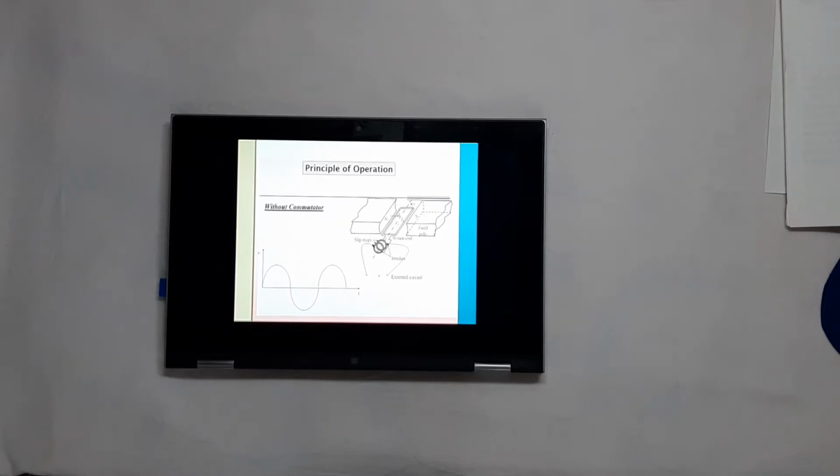You can observe here, this side of the armature coil is under the influence of the N pole for the first half cycle. The same coil side comes under the influence of the S pole in the next half. When it moves from the influence of one pole to the other pole, the direction of the induced voltage in the coil is changing.